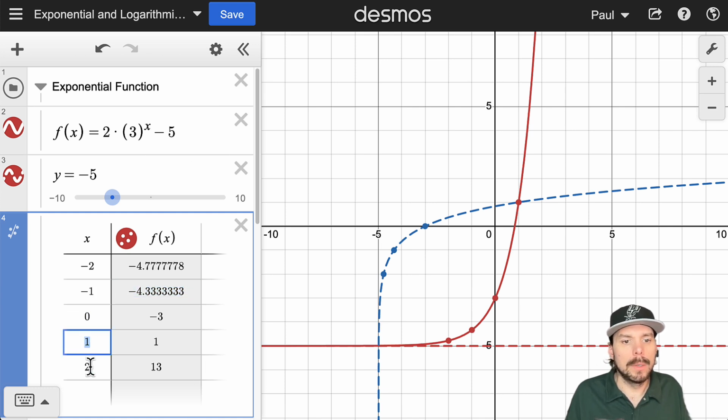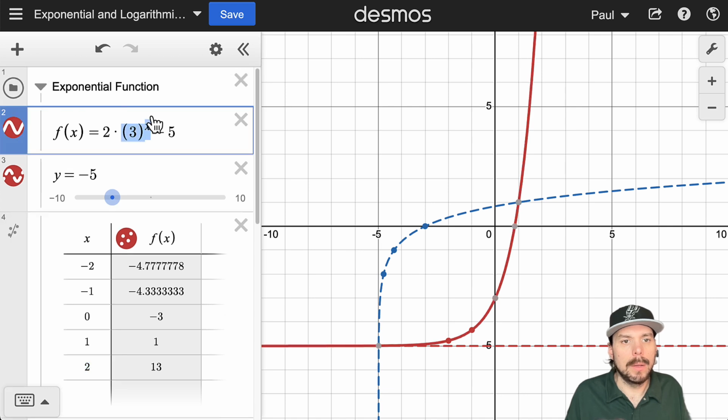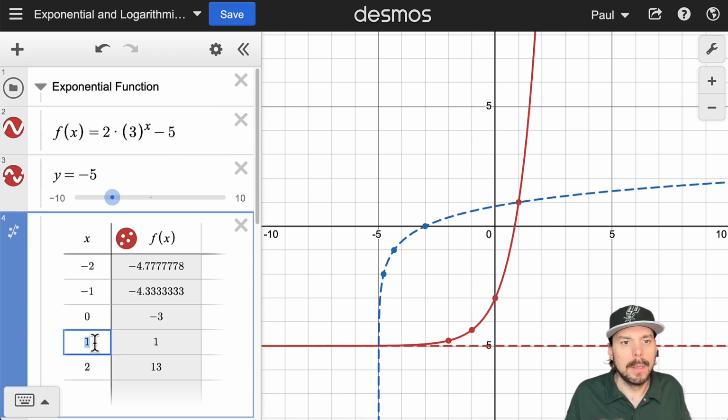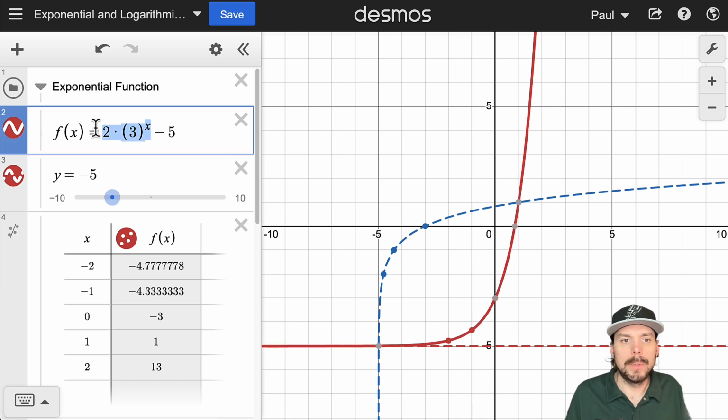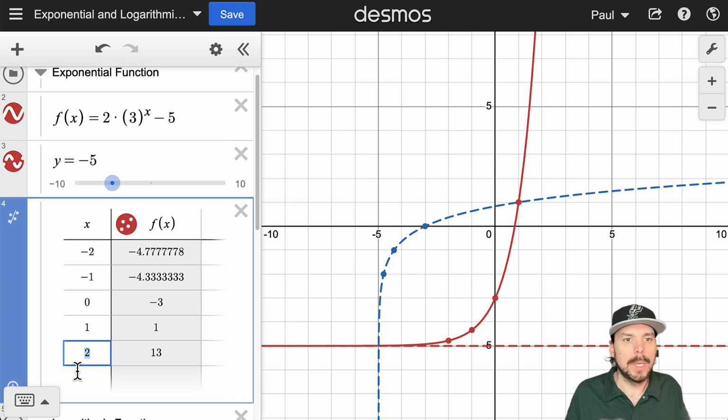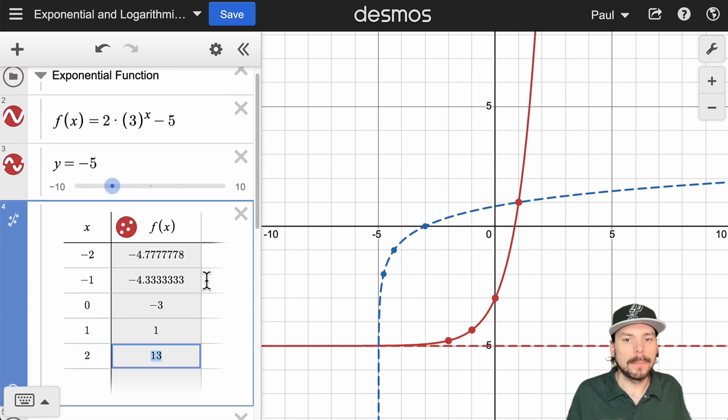The 0, 1, and 2 are a little easier. We zero out the exponent. We get 2 minus 5 is -3. We put in a 1 for the exponent. We have 2 times 3 is 6 minus 5 is 1. And 2 times 3 squared is 2 times 9 or 18. 18 minus 5 to get 13. So you can check the mental math on that.